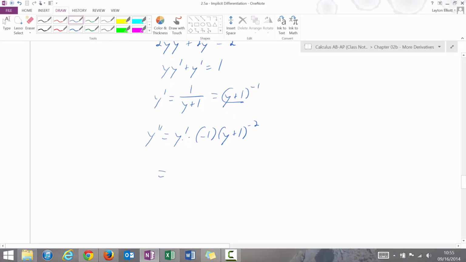So we got some substitution to do. Y prime, I'm going to want to substitute with the y plus 1 to the negative 1, so that's 1 over y plus 1, times, I have a negative 1, I'll just stick that up there, and then 1 over y plus 1 to the negative second. And if I clean that up, I get, squared. If I clean that one up, I get negative 1 over y plus 1 cubed. Sorry, that should be a positive 2 down here. I see that now. There we go.